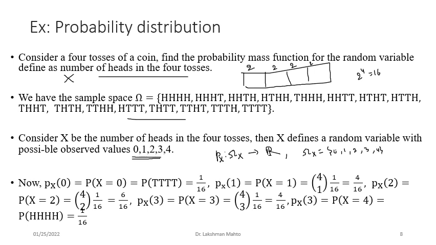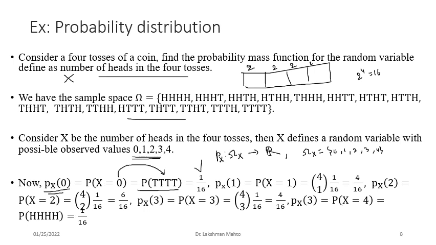So let us calculate the value of the probability mass function for x equal to 0. This is defined as the probability that random variable x is observing value 0. Value 0 means no head. What is the pre-image of that? The pre-image is this outcome in the sample space: tail, tail, tail, tail. So the probability that x is 0 is equal to the probability of TTTT. Among these 16 outcomes, each outcome is equally likely, so the probability of a single outcome is 1 by 16. From the uniform principle, we get the probability of TTTT, and hence 1 by 16 is the value of the probability mass function at x equals 0.